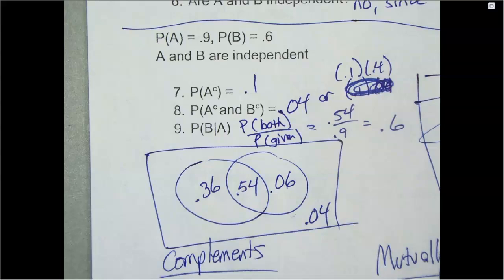So B given A, 2 ways you can do this. So we got the formula. The formula is always the probability of both divided by the probability given. Both, I already found out, was 0.54. Probability given, so A is 0.9. If I divide, I get 0.6. How else could I have gotten 0.6? Much shorter. No calculation.